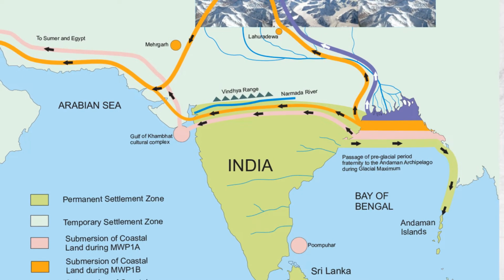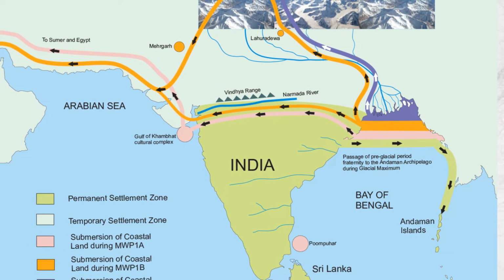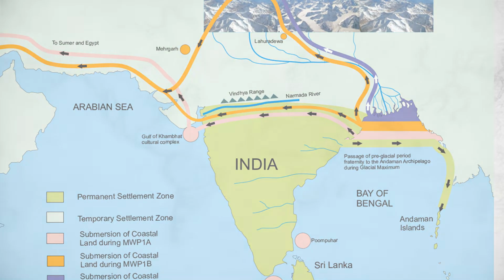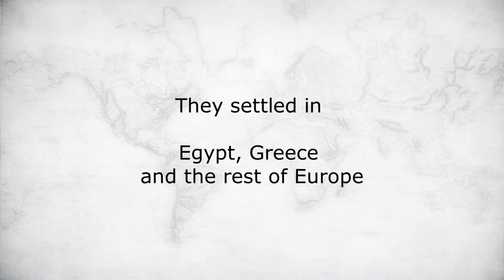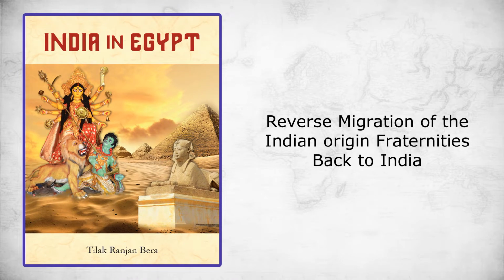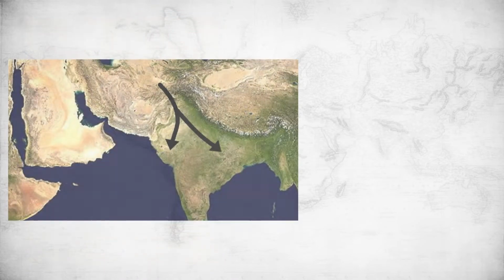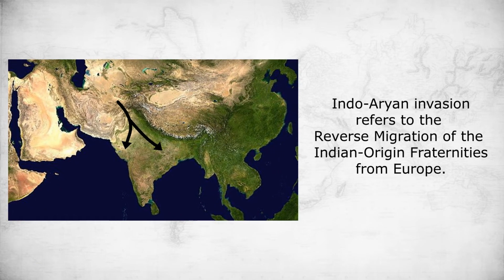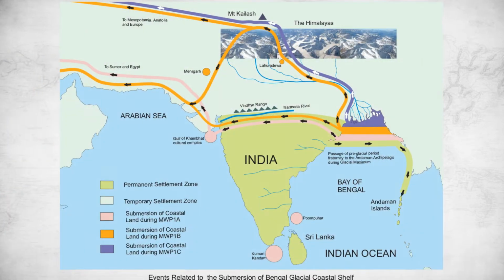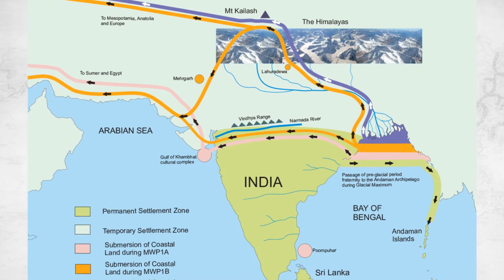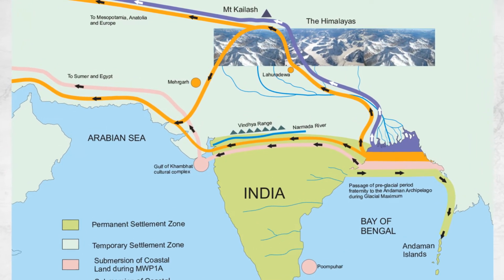In my view, onward migration of early human fraternities following the last glacial period started from the east coast of India. They settled in Egypt, Greece and the rest of Europe. In the second half of the book, I am discussing the reverse migration of the Indian origin fraternities back to India. It appears that the popular term Indo-Aryan invasion refers to the reverse migration of the Indian origin fraternities from Europe. I had to discuss a number of new subjects without which the pre-recorded period of India could not be arranged in a scientific manner.